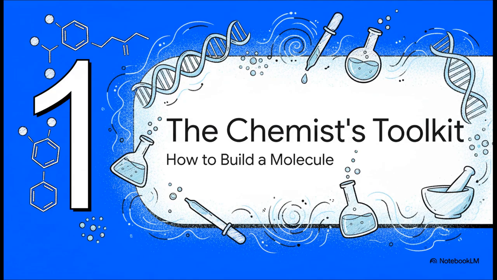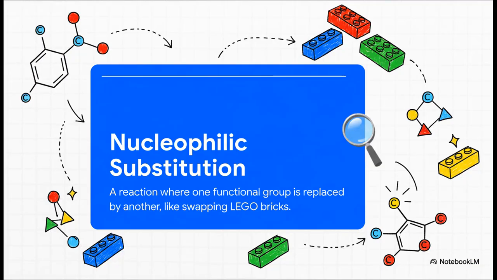Okay, so let's dive into the chemist's toolkit. To really get how scientists create new materials and medicines, we gotta look at the fundamental tools they use to build molecules from the ground up. So, one of the most powerful tools in their belt is a type of reaction called nucleophilic substitution.